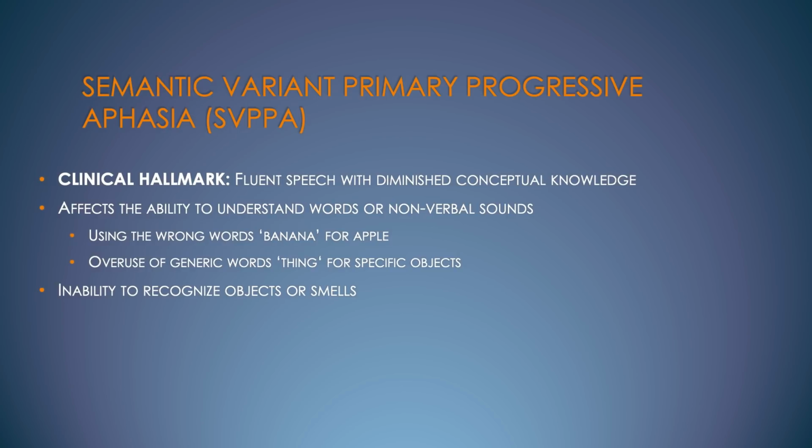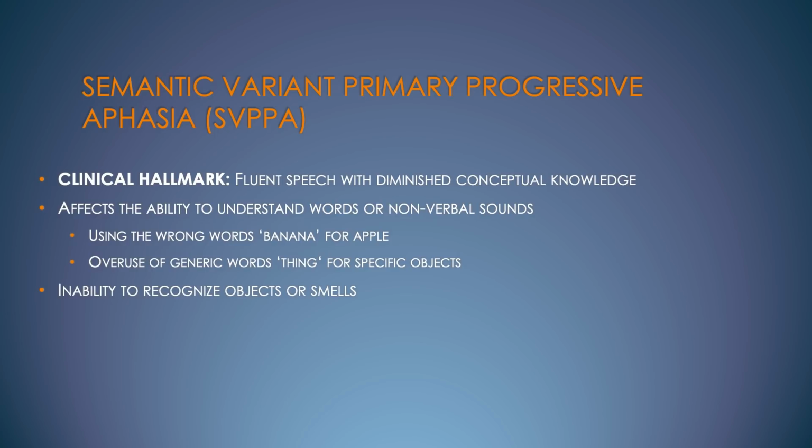But you'll see a lot of interesting things. They'll make what are called semantic errors, so saying, hand me that banana, when really they're looking for an apple. So it's in the same category. It's a fruit, but it's not the right word. Now, we all do this to some degree on a daily basis, but it's only when it becomes really problematic that we start looking for semantic variant.